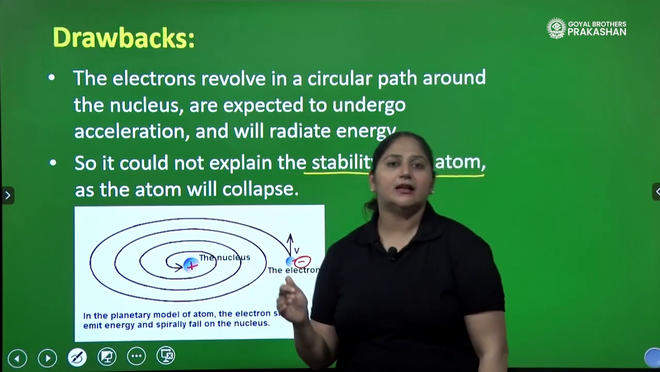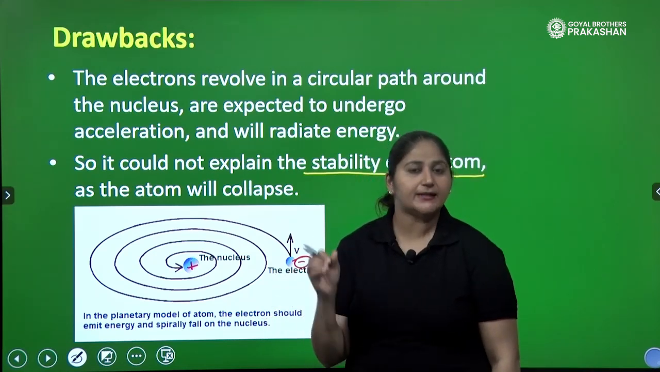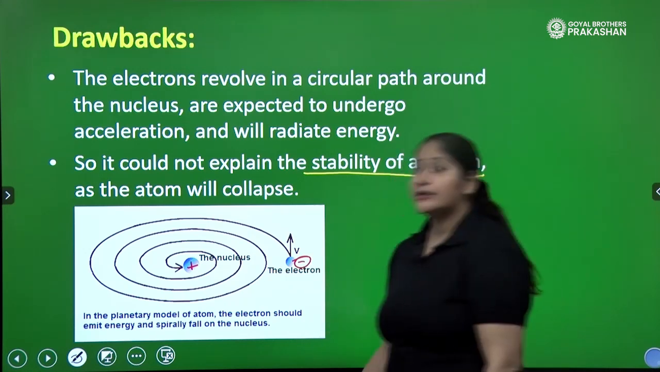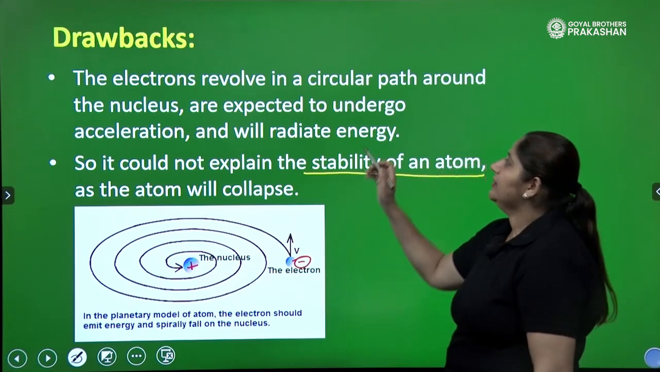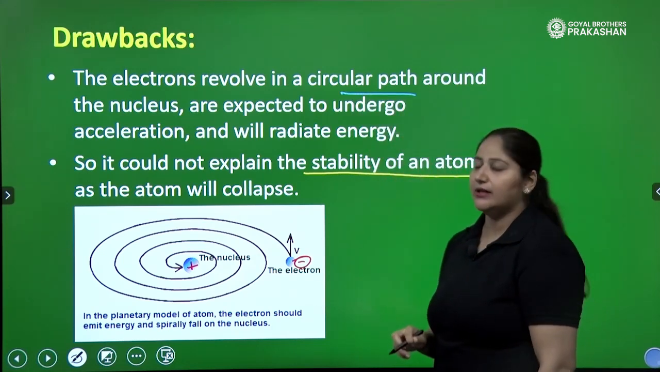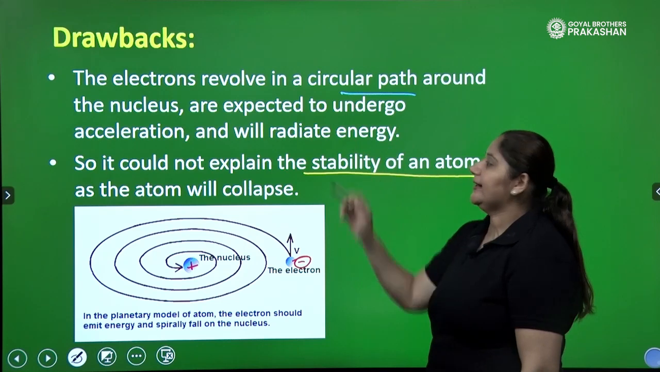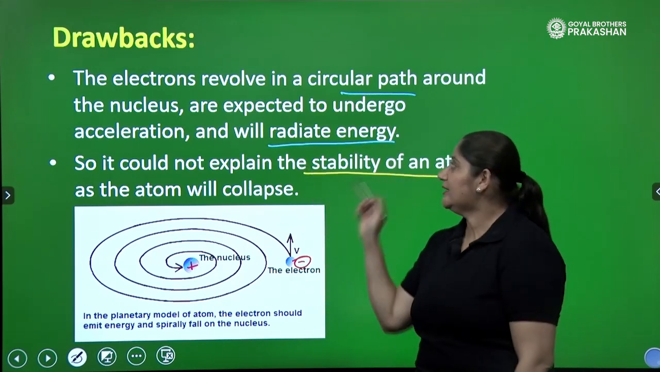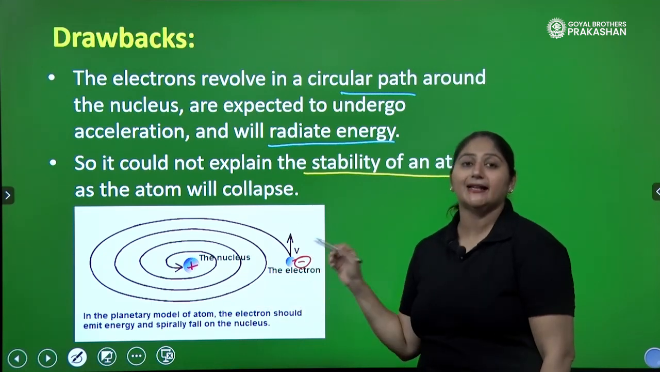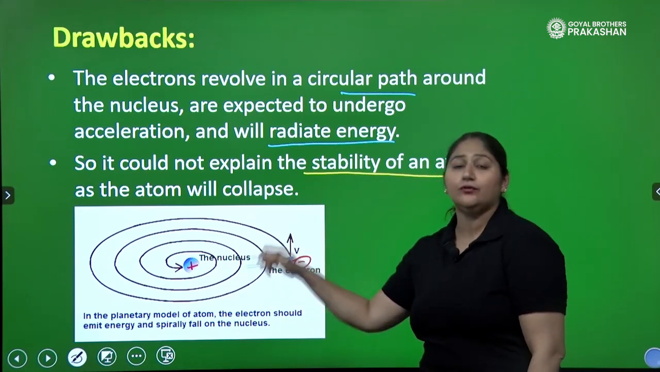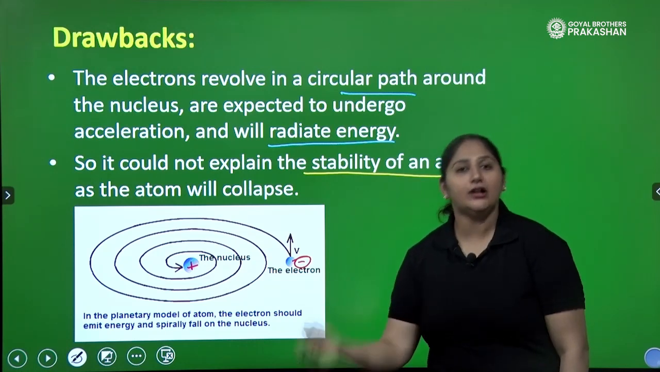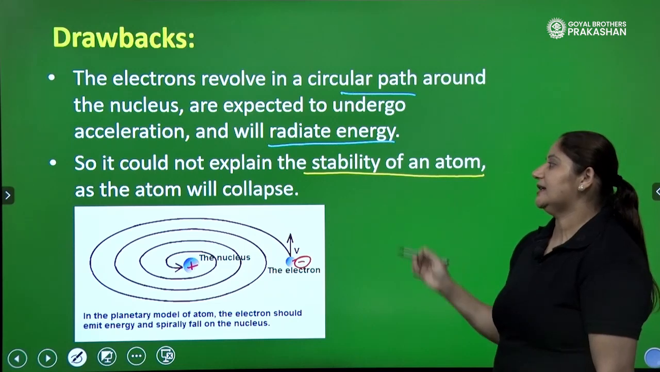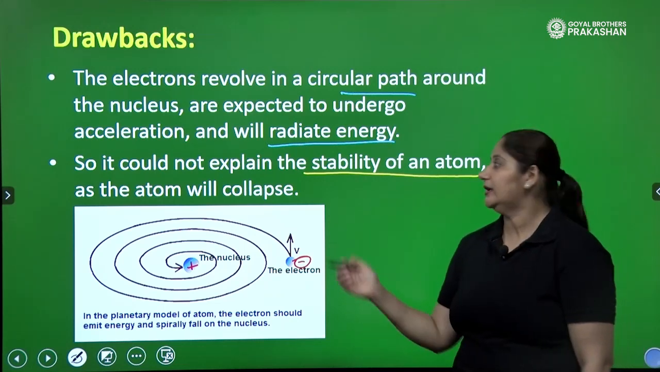But yes, he was able to find the nucleus present at the center. That was the achievement the Rutherford model has. So let's read the drawback. The electrons revolve in a circular path around the nucleus and are expected to undergo acceleration, which will radiate energy. So this energy is radiated, and due to the accelerated motion, electrons will move towards the nucleus and will fall into the nucleus such that the atom will collapse. So it could not explain the stability of an atom.